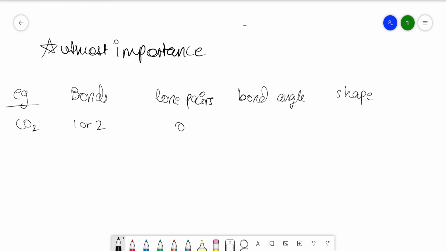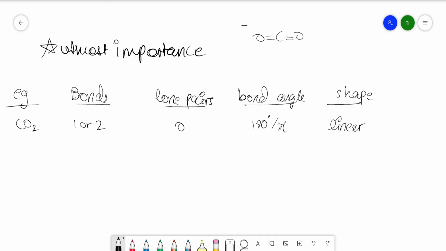I'll be drawing the shapes up here, okay, as an example. And the bond angle is, well, CO2 is like this. So there's one or two bonds here and 0 lone pairs on the central carbon atom. So the bond angle is perfectly 180 degrees. And because it's perfectly 180 degrees or pi radians, but I'll just be giving the answer in degrees, the shape is linear. That is the shape of this molecule. Okay.